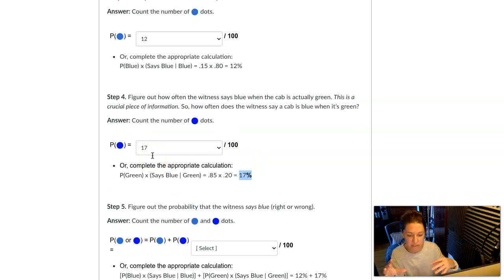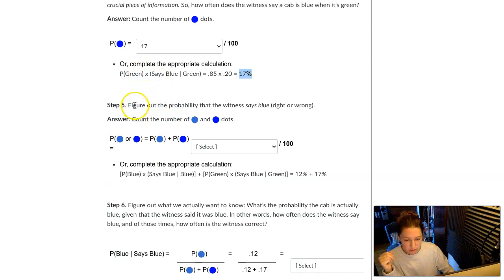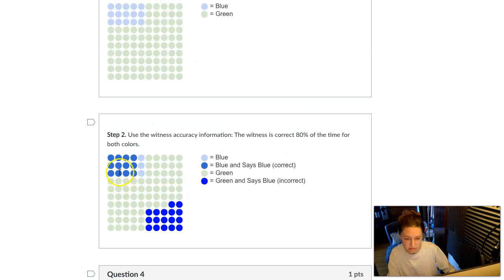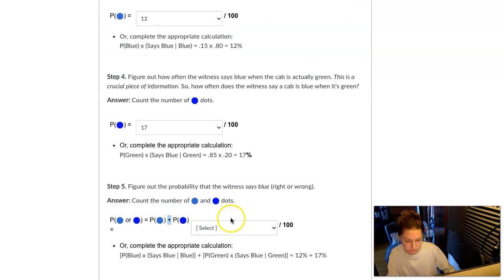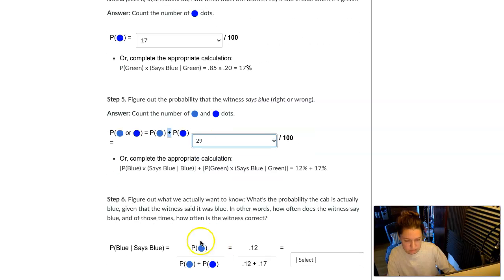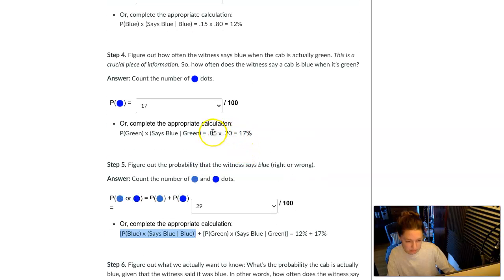Okay, so now that we have those two pieces of information, the odds they'll say it's blue and get it right, and the odds they'll say it's blue and be wrong, now we want to know, what are the odds that the witness says it's blue and gets it right out of all the times they'll say it's blue? So what's the probability they say it's blue, right or wrong? That just requires adding all the times they say it's blue, right or wrong. 12 plus 17. We could just count the dots, or we can do the probability information, and that's just adding the two bits of probability we just calculated.